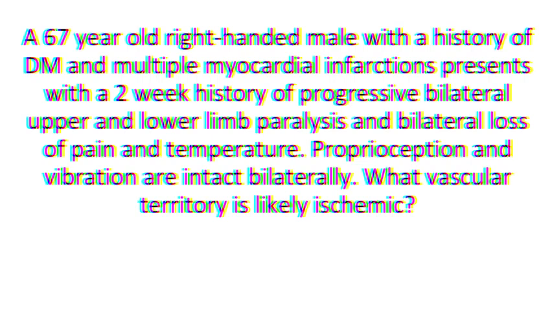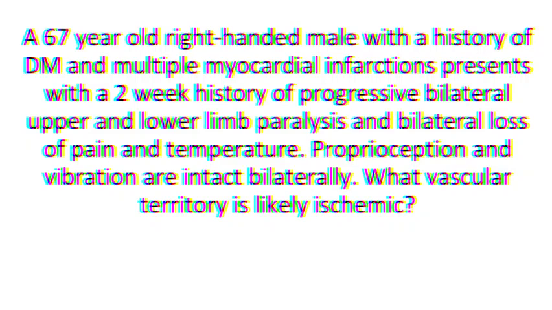A 67-year-old right-handed male with a history of diabetes mellitus and multiple myocardial infarctions presents with a 2-week history of progressive bilateral upper and lower limb paralysis and bilateral loss of pain and temperature. Proprioception and vibration are intact bilaterally. What vascular territory is likely ischemic? Okay, hopefully from the question stem you gathered that this patient has a history of atherosclerosis. We also know some part of the corticospinal tract is disrupted because this patient has bilateral paralysis.